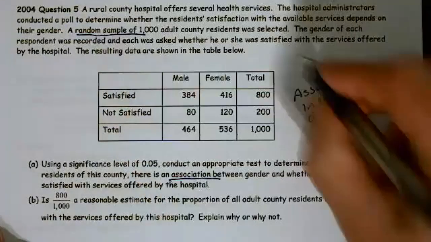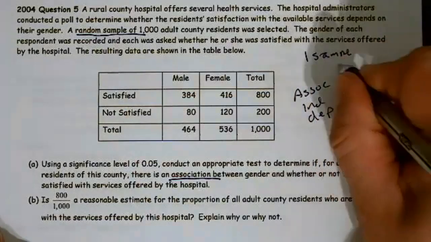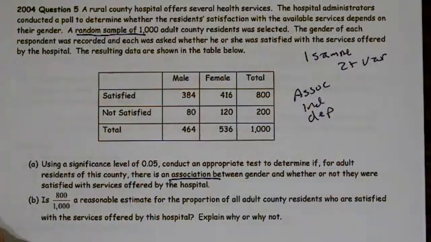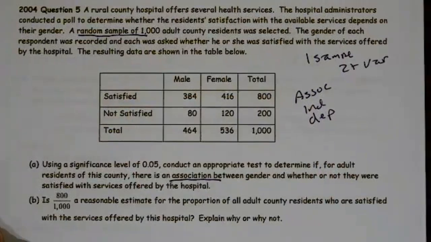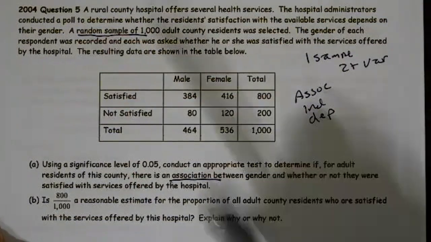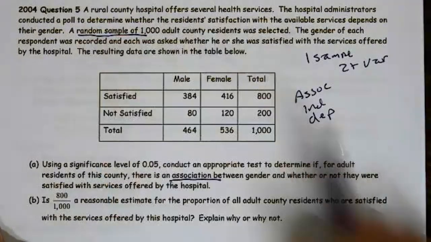And I see I have one sample. One sample, 2+ variables, tells me I'm running a chi-square test of independence. So I'm going to take a moment and input this data into the calculator. But this is a chi-square test of independence because we have a matrix and we have a single sample.